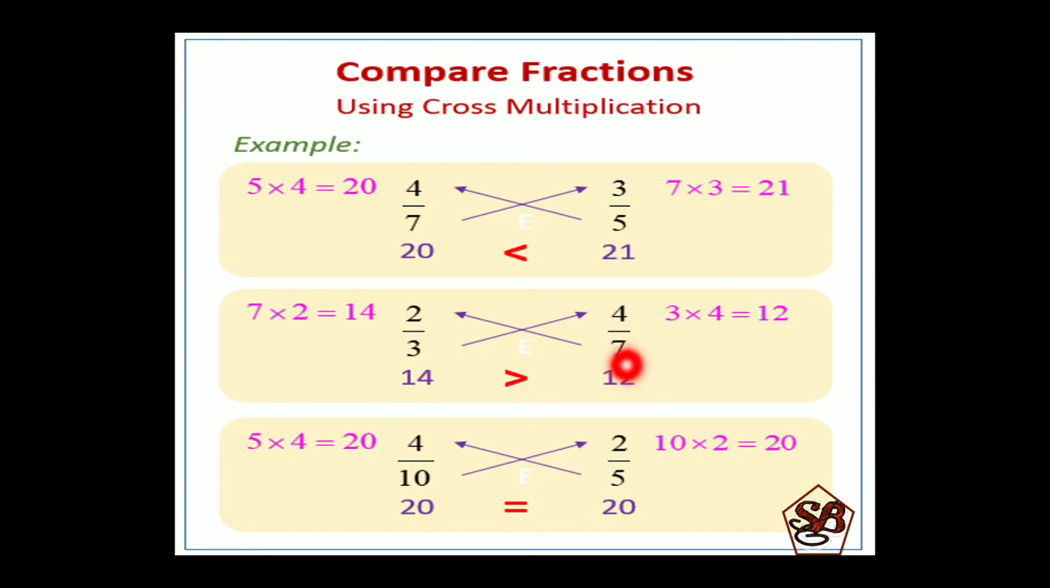Next, 7 2s are 14, 3 4s are 12. 14 is greater than 12, so 2 by 3 is greater than 4 by 7. Next example, 5 4s are 20, 10 2s are 20. Both are equal, so 4 by 10 is equal to 2 by 5.